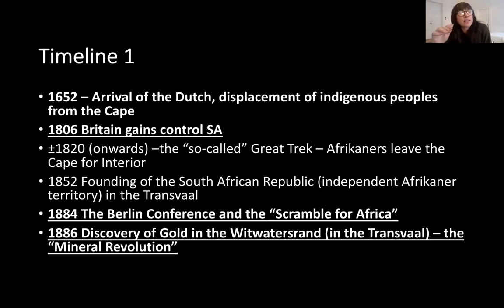So the beginning of colonization in South Africa is 1652, with the arrival of the Dutch and the displacement of indigenous peoples from the Cape region, which is the southernmost tip of South Africa. In 1806, Britain gains control of South Africa, and those are the two colonial or settler populations which shape the settler populations of South Africa.